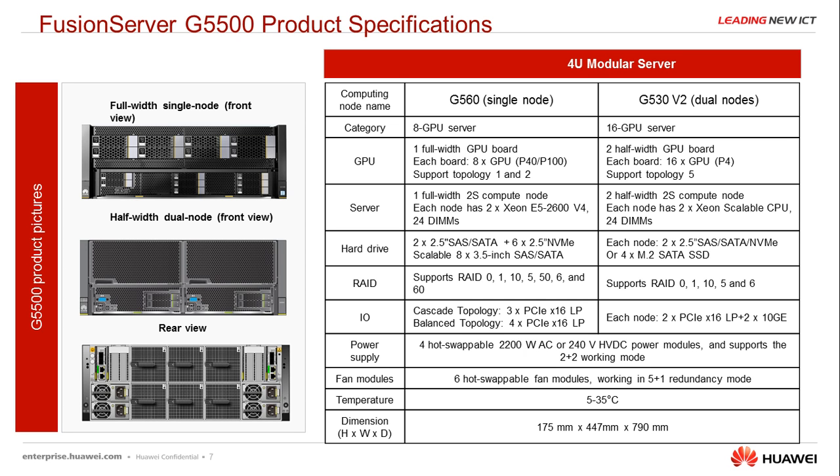The G5500, a 4U modular server system, can be flexibly equipped with a full-width node G560 or 2 half-width nodes G530 V2. As a combination of heterogeneous computing modules and general computing modules, both the server nodes support 2 CPUs and multiple GPUs. On the other hand, server nodes can also share key components and system resources, such as PSUs, fan modules, and I/O modules, installed in the G5500 chassis.